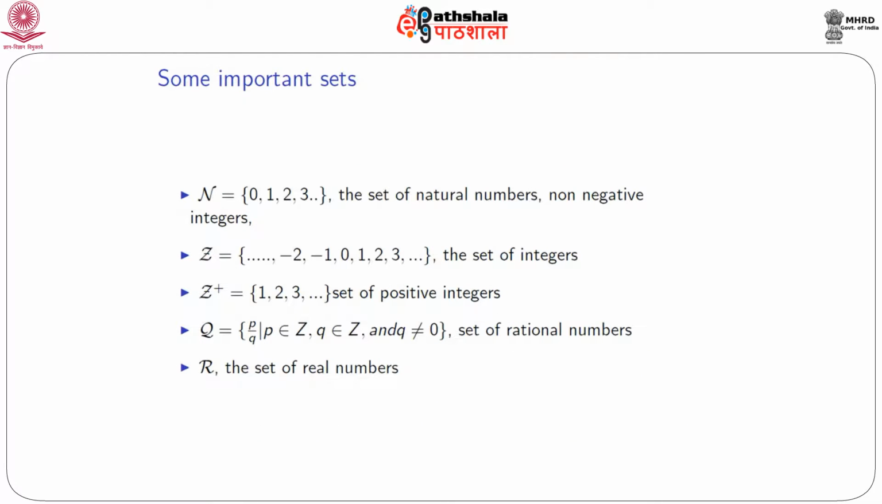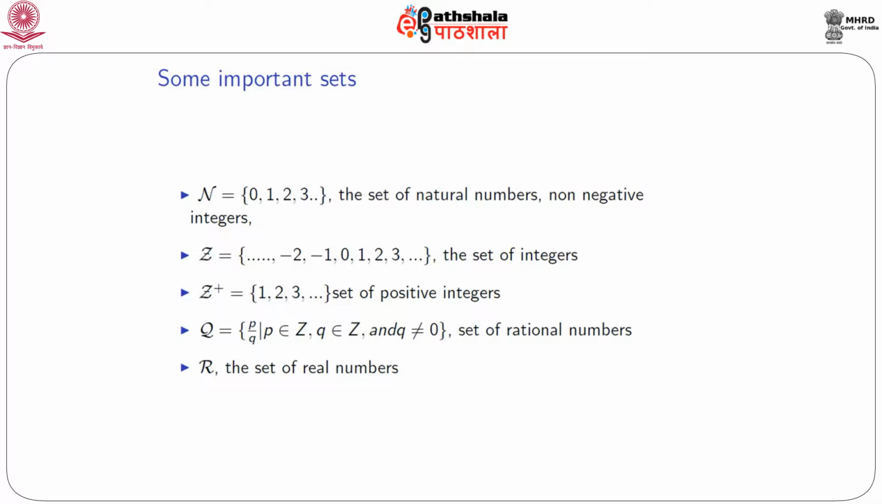Now, I will discuss a few of the important sets that we often use. The first one is the set of natural numbers, the non-negative integers. We denote it as script N. So, it is a collection of 0, 1, 2, 3 and so on. Then we have the set of integers, which contains both positive and negative integers as well as 0. And if we want the set of positive integers, we can just write 1, 2, 3 and so on.